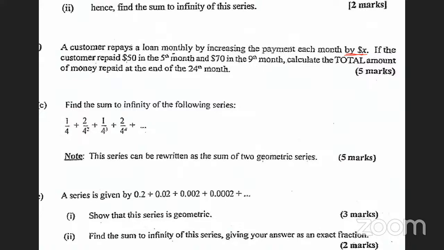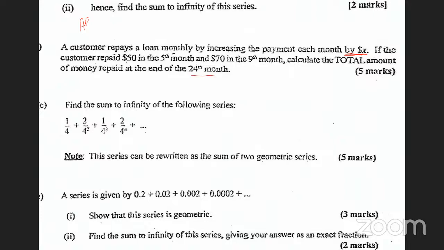So what does that sound like? AP or GP? AP. Sounds like an AP. So once you figure out that, then let's see what we have. If the customer repaid $50 on the 5th month and $70 on the 9th month, calculate the total amount repaid by 24th month.